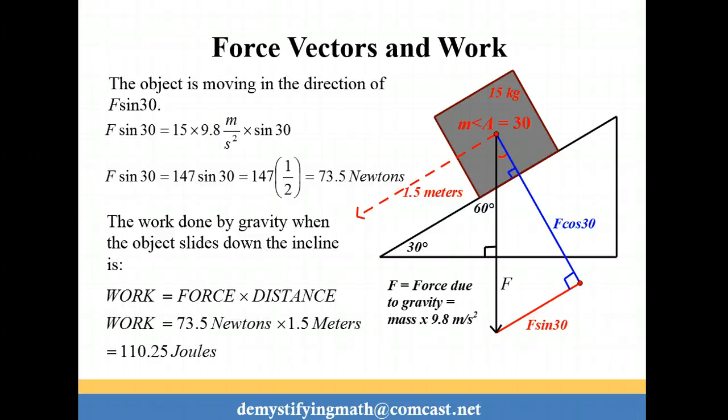So that's going to be the 73.5 newtons times the distance that the object traveled down the incline, which was 1.5 meters. So we end up with 110.25 joules as the work done by the object sliding down the ramp.